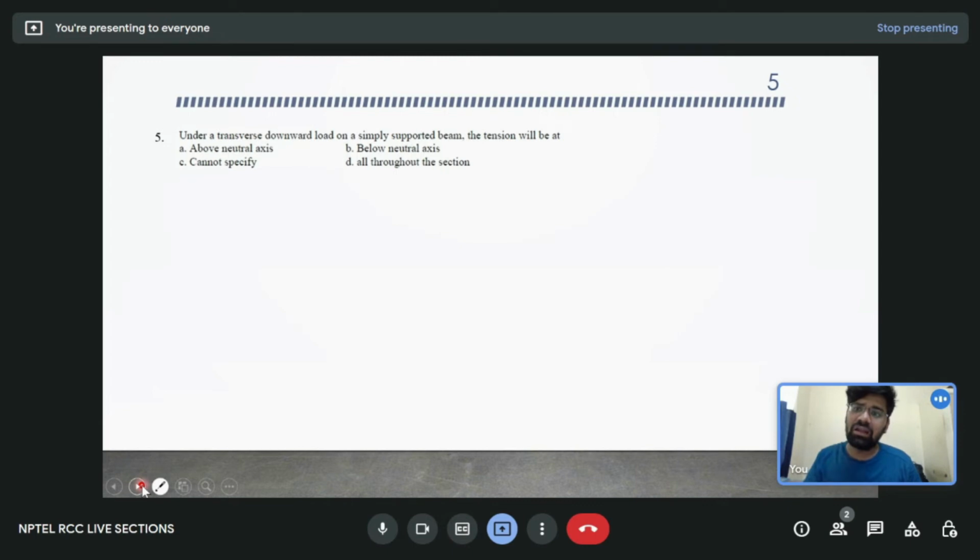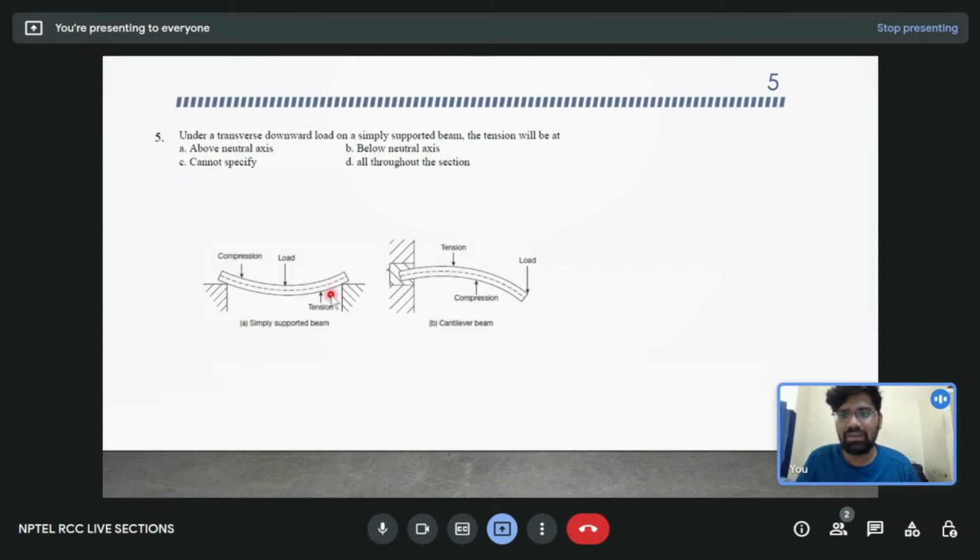The fifth one is, under a transverse downward load on a simply supported beam, where will the tension be? This is also a very simple question. I think we have studied in the lower standards that when a simply supported beam is subjected to a central transverse load, it will have tension at the downward side or the bottom side and compression at the top. Whereas in a cantilever beam, we will have compression at the bottom and tension at the top. So the correct answer for this is the tension will be below the neutral axis.